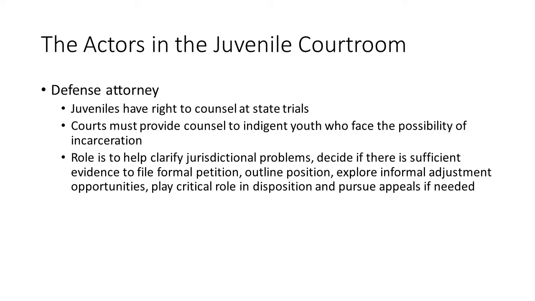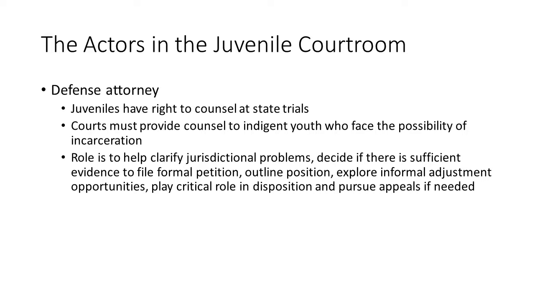Maybe this case isn't going to be in family court. Decide if there is sufficient evidence to file a formal petition. They'll look at the documentation, see what the charges say or what the acts involved are. They'll outline a position for the juvenile. They'll explore informal adjustment opportunities, i.e., possibly through plea bargaining or maybe a resolution before it gets to juvenile court.